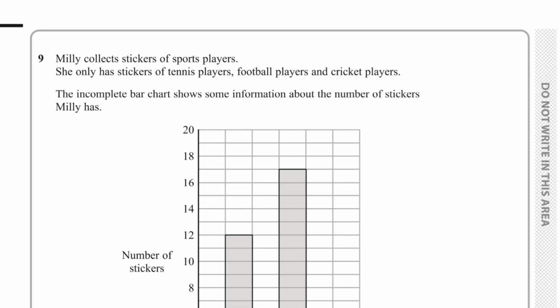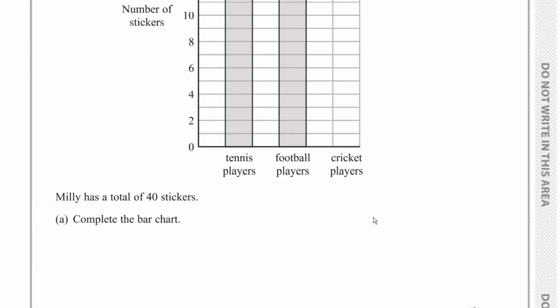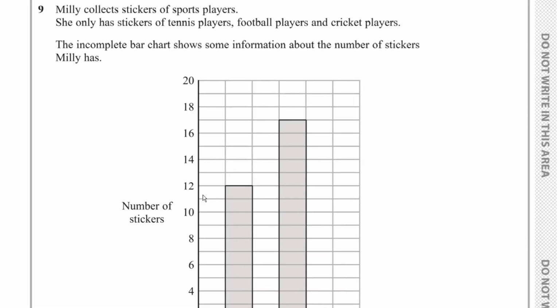Question number 9. Millie collects stickers for sports players. She only has stickers of tennis players, football players and cricket players. The incomplete bar chart shows information about the number of stickers Millie has. Millie has a total of 40 stickers. Complete the bar chart for part A.